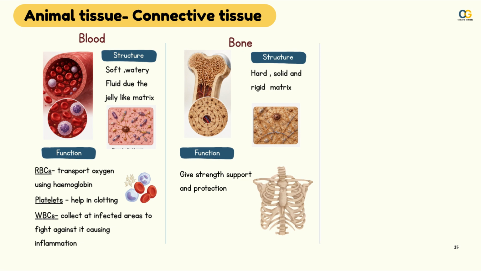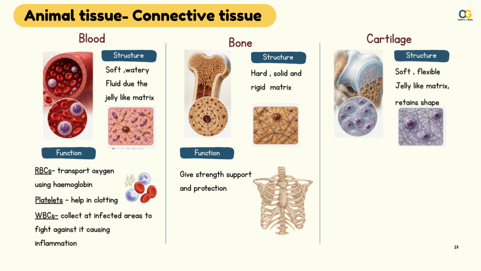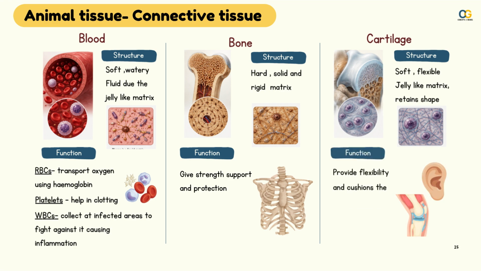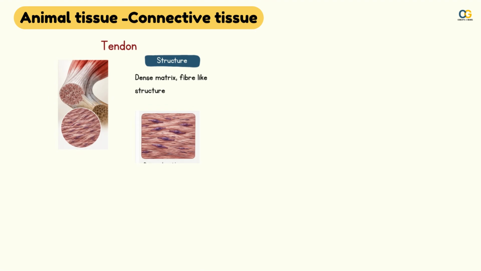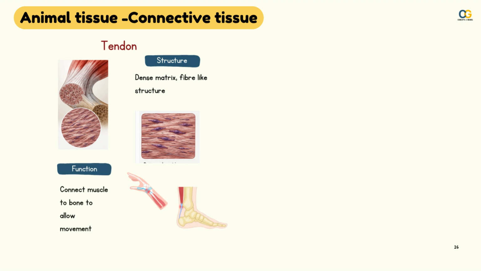Another kind of connective tissue is cartilage, which is soft, flexible, and has a jelly-like matrix which helps retain its shape after being bent. It provides flexibility and cushions the end of the bones for shock absorption. Tendons have a dense matrix and have fiber-like structure whose main function is to connect the muscle to the bone to allow the movement to occur.